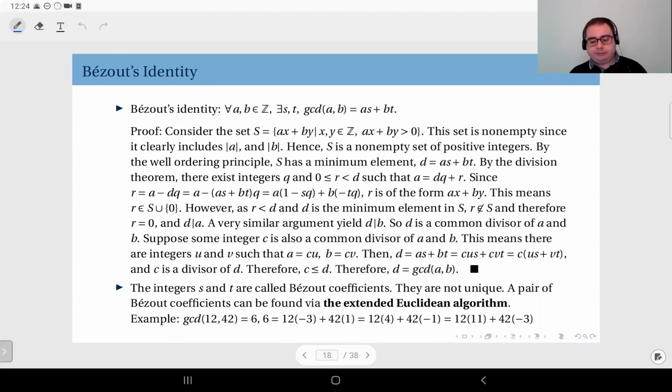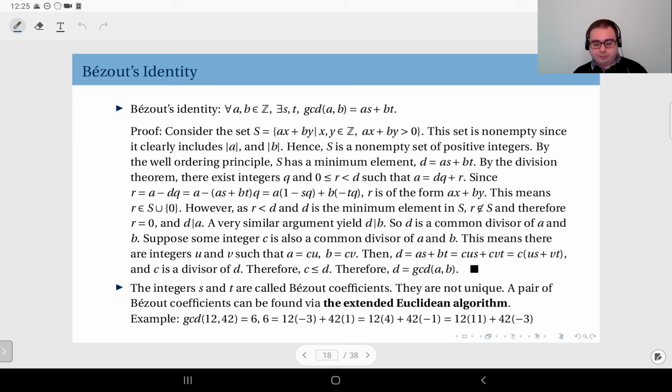Now, this means the GCD of a and b can be written as, let's say, a linear combination of the numbers themselves, a and b. And when some people look at this, they think that as plus bt must be greater than a and b, which is not the case because s and t are allowed to be negative numbers, negative integers. Therefore, such a linear combination is going to give you a GCD. And let's see the proof of this.